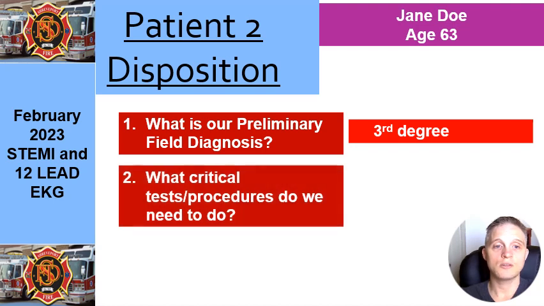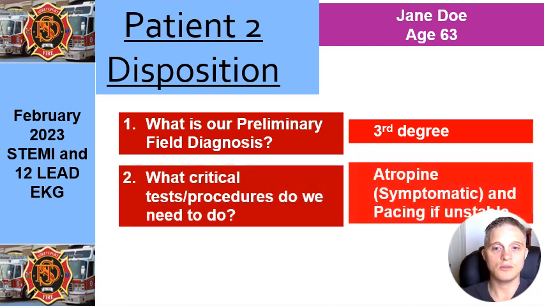In addition, what critical test procedures do we need to do? Well, if they are symptomatic, you can consider atropine, but I put this in here to have a discussion. Third-degree heart block, atropine won't really work for you. The only thing that does work is pacing. And so therefore, the patient, if they are unstable, which most of the time they are, you're going to have to do transcutaneous pacing with them. And so you need to know how to make the monitor go into the pacing regimen. You need to be able to document that you've done the pacing.